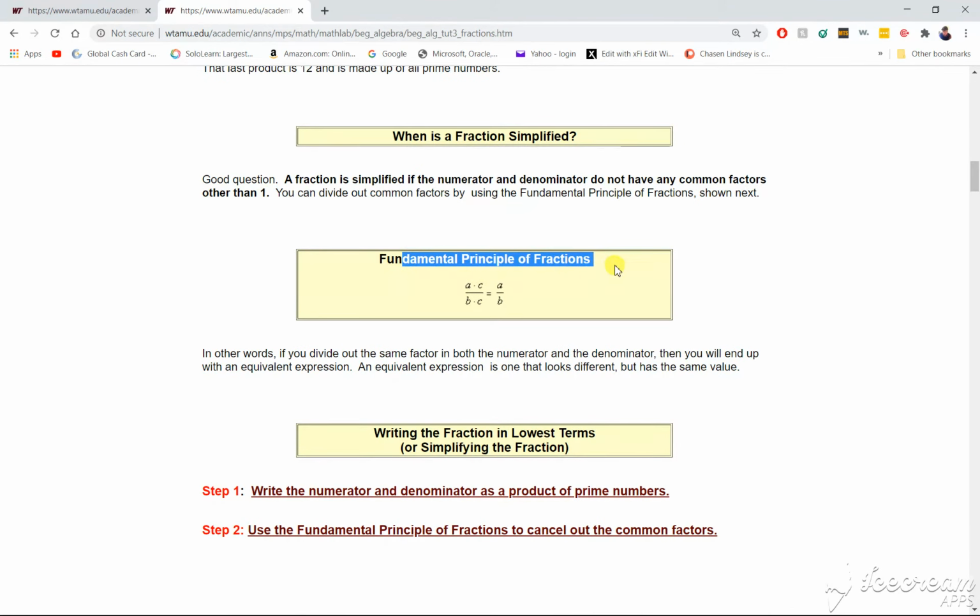Fundamental principle of fractions: a times c over b times c equals a over b. In other words, if you divide out the same factor in both the numerator and the denominator, then you will end up with an equivalent expression. An equivalent expression is one that looks different but has the same value.